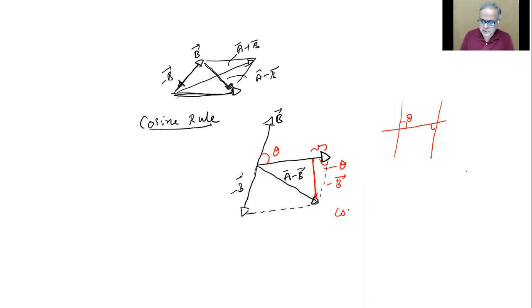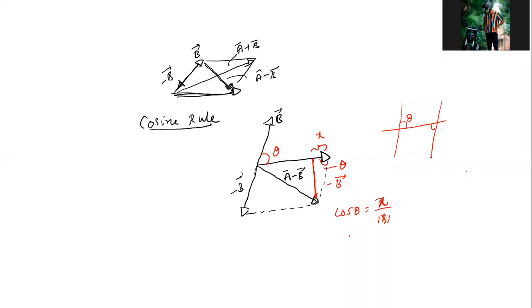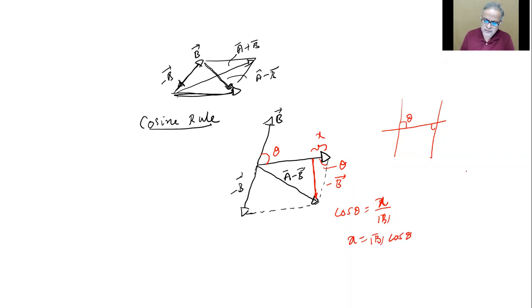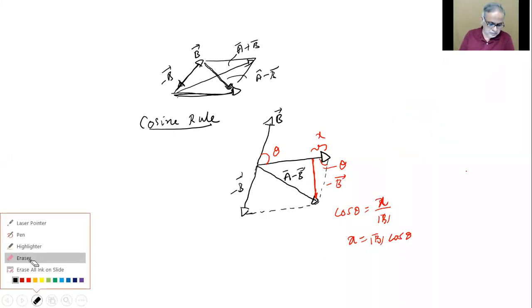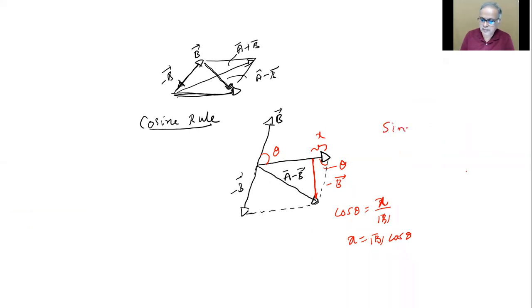So cos theta equals x by this hypotenuse mod B. So x equals mod B cos theta. Similarly, sin theta in the figure equals y by mod B, opposite by hypotenuse. You should not write minus B here. This is only the magnitude. So y equals mod B sin theta.